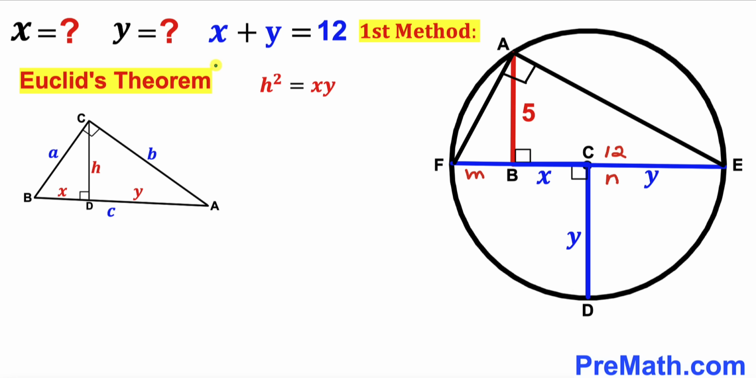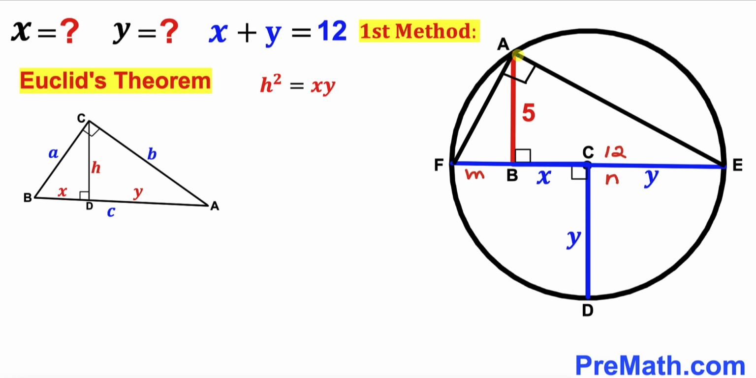Now let's recall Euclid's theorem. As you can see in this given diagram, if we have this right triangle ABC along with this height CD, and this perpendicular CD is represented by lowercase h, this segment BD is X, whereas this segment AD is Y, then we can write height h square is equal to X times Y. Now we are going to apply this Euclid's theorem on this given problem.